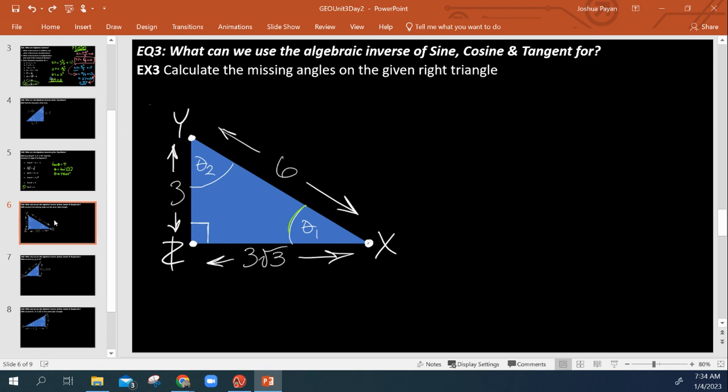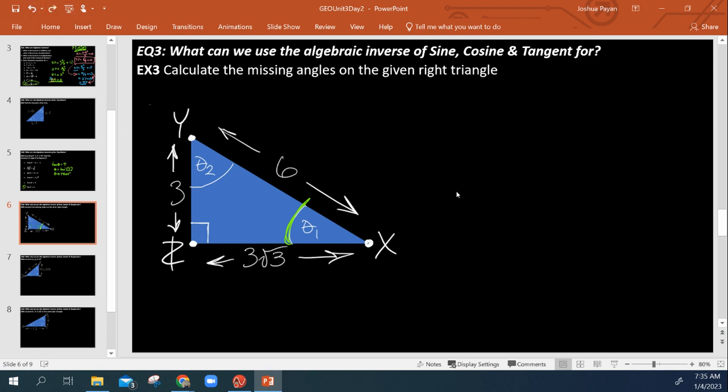So that said, let's say I wanted to find theta 1 first. That's your first step, to pick which angle you want to find. Just like in the other process, the first step was to pick which angle you want to use, well, now we pick which angle we want to find. So we're going to look for theta 1. The next step is to pick the side lengths that you're given or that you want to use. In this case, we're given all three. So let's just say I want to use the 3 and 3 square root of 3, just for funsies. So that would be opposite and adjacent.